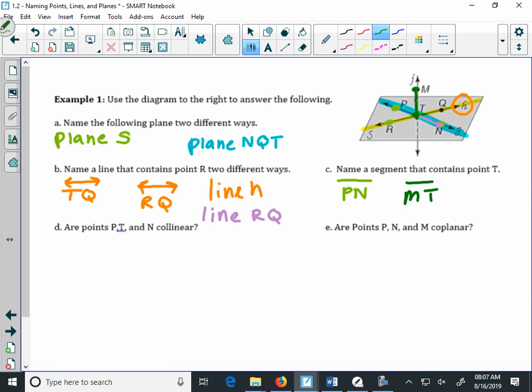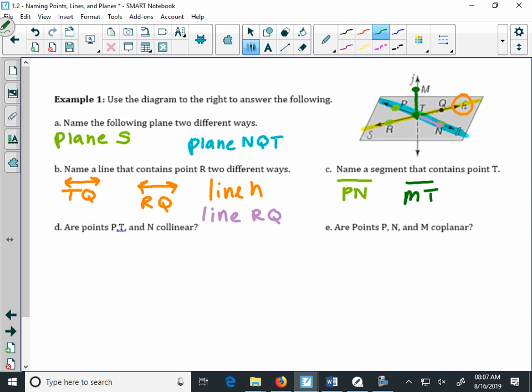If it says that's in the plane, you can't use it because M's not in that plane. But it didn't say anything about being in the plane, so that's totally fine. MT. You could have said NT. You could have said PT. You could have said QR. What else could you have said? QT, RT. They're all okay. Lots and lots of answers. In geometry, sometimes there's like 10 answers that are all correct. So if you feel like it's right, you're probably right.